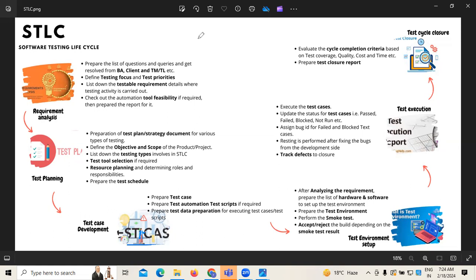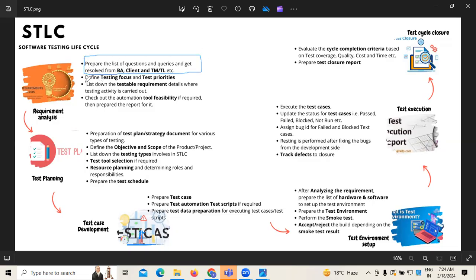And whenever they have gathered the requirements, they have to see to what extent these requirements we can develop. Okay. So if they have any questions, if they have any queries, all these things will be done at this level, right? So this is the first one.